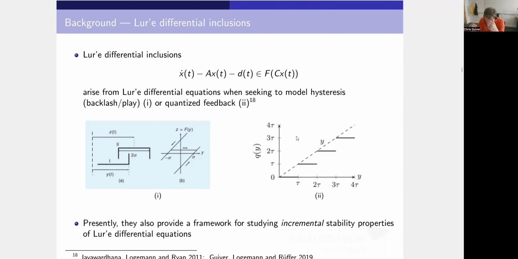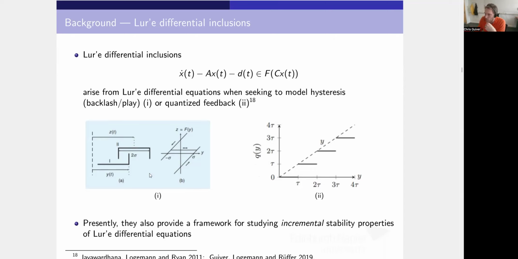roughly speaking, refers to the process of replacing a continuous signal by a discretized or quantized one. So I have my x-axis with variable labeled y, and this gets mapped to q of y, which is then this sequence of steps. Obviously, this is discontinuous, and this reflects a situation where, for example, my input can only take discrete values. It can't take a continuum of values.